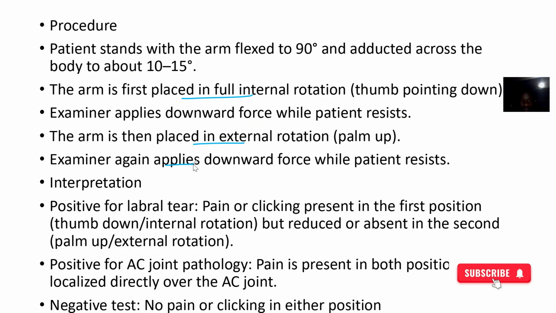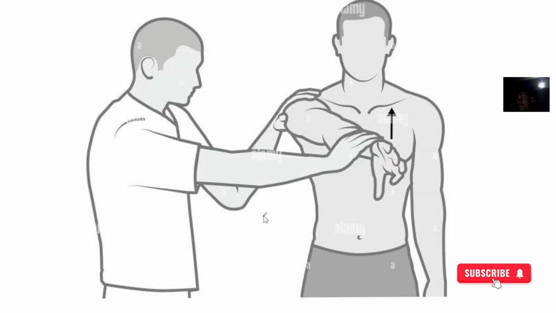Positive for a labral tear: the patient is complaining about pain, and there's a whole lot of clicking sound, popping sound. The pain is present in both positions. If it's negative, there's no pain or clicking, and the person is resisting the pressure accurately.